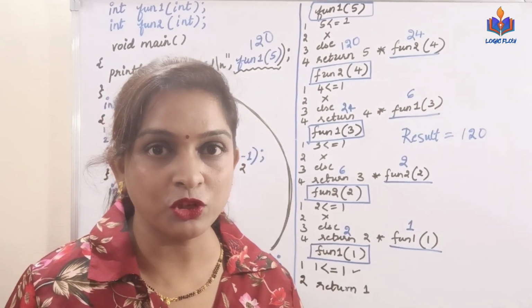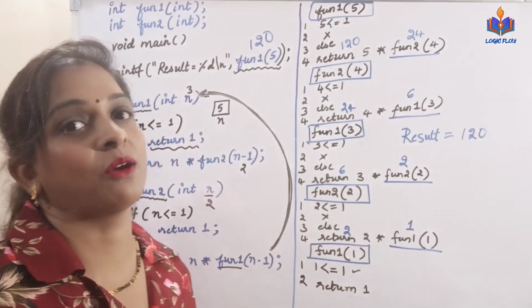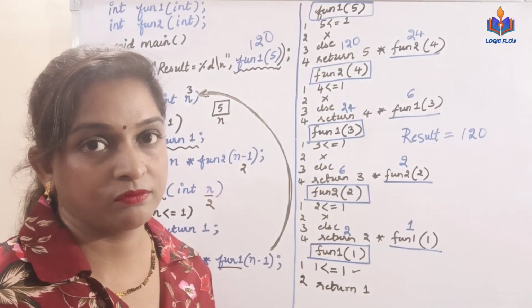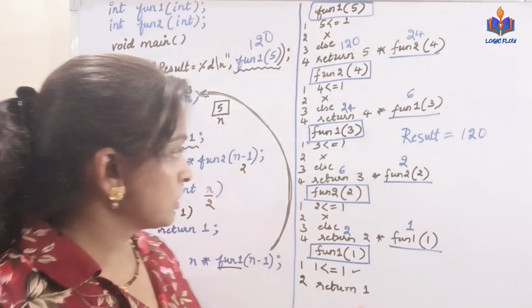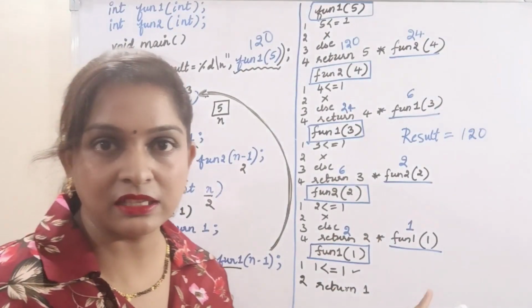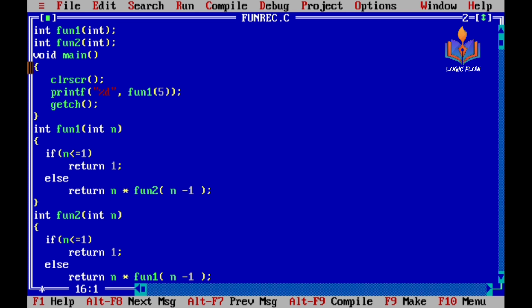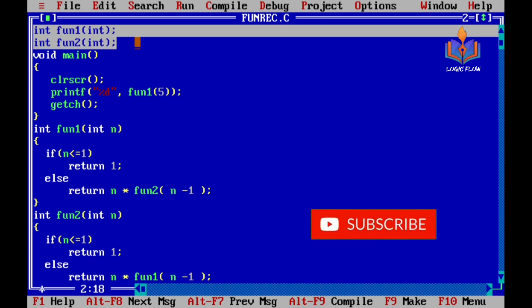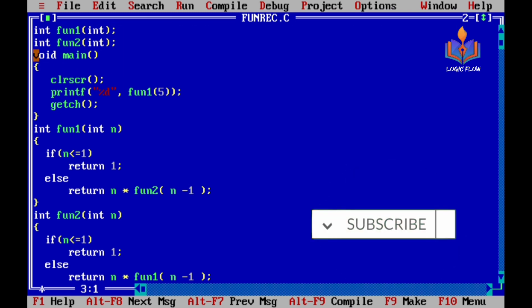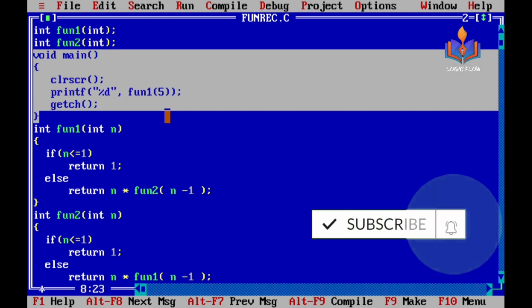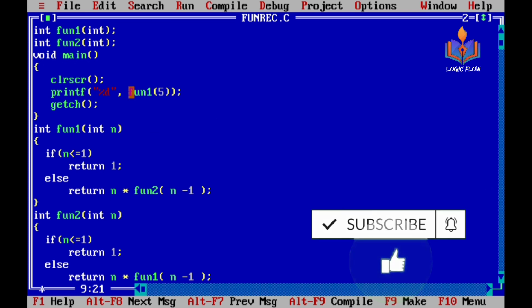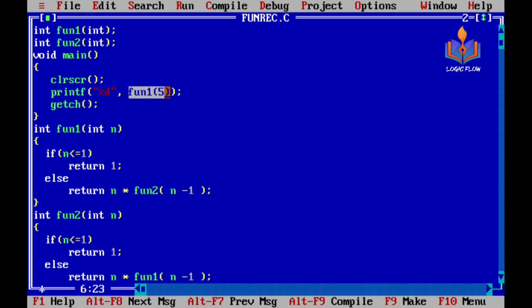But one thing you have to do is write down this tracing. Then only you can understand. So that's all with this dry run. Let us see the actual execution of the program. Indirect recursion. So here we have two function declarations, function 1 and function 2. This is the main function. Inside the main function, we are calling function 1 with the argument 5.